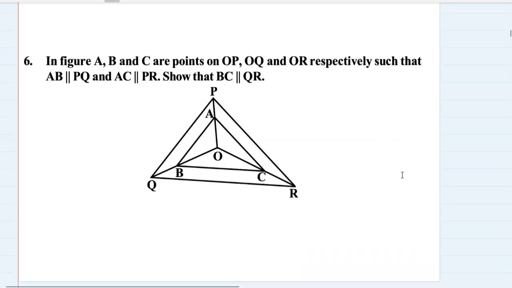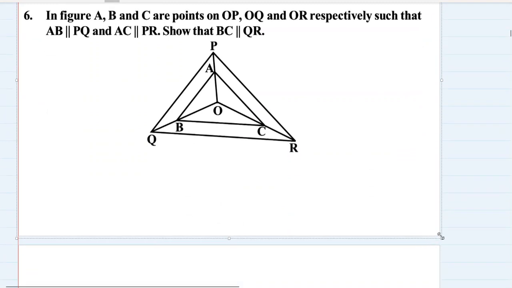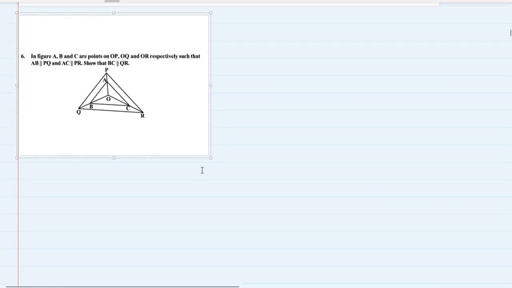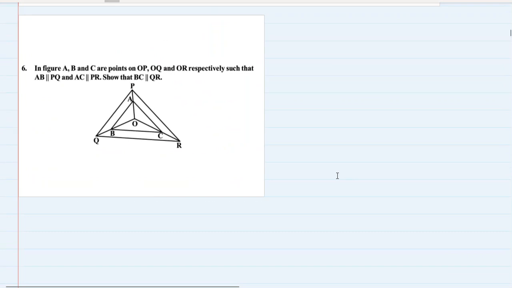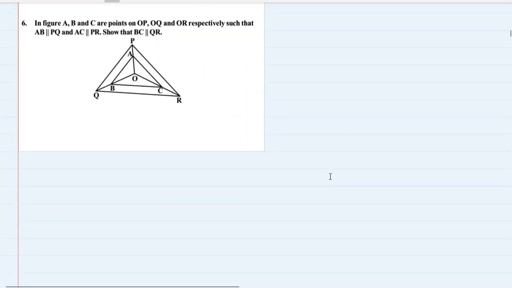Let's go to the next question. So these all are simple questions. They are not difficult questions. That's why you can try them on your own. Let's see what they have given in this question.